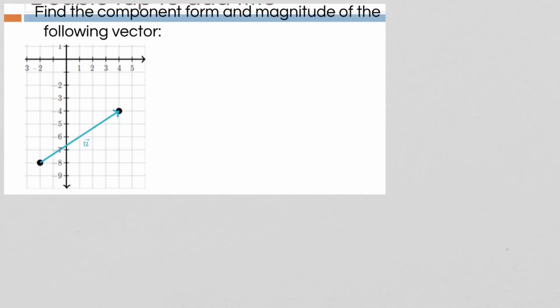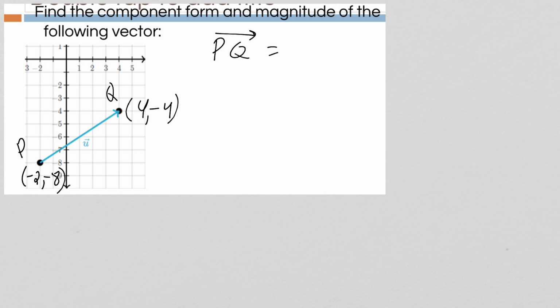Okay. Now I'm giving you a vector, and I'm asking you to find the component form and the magnitude of the following vector. Well, let's label what these points are. So the point down here is -2, comma, -8. And the point that it is going to is 4, comma, -4. So our beginning point, initial, and our terminal point is the Q. So I'm going to be doing the same thing that I did before. We're going to be subtracting my P1 from the Q1 and my Q2 and the P2.